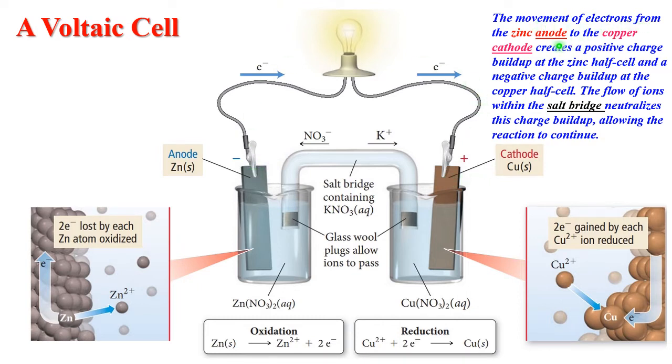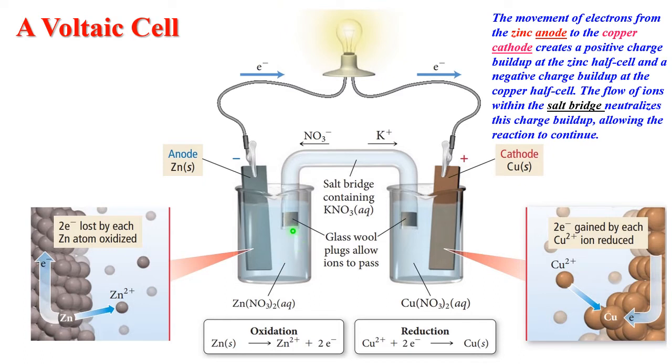Movement of electrons from zinc to copper creates positive charge buildup on zinc and negative charge buildup on copper. Electrons are traveling. Now, at this point, the reaction will stop because the zinc will be positive and positive zinc will repel zinc ions. Copper ions from the negative side will not go into solution.